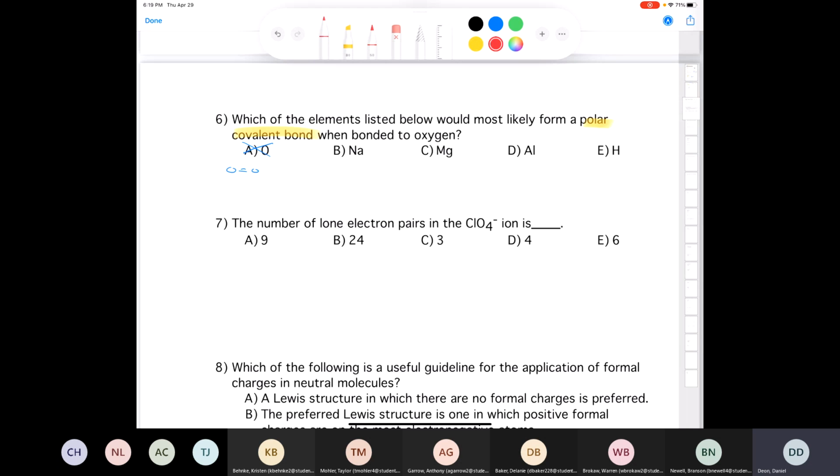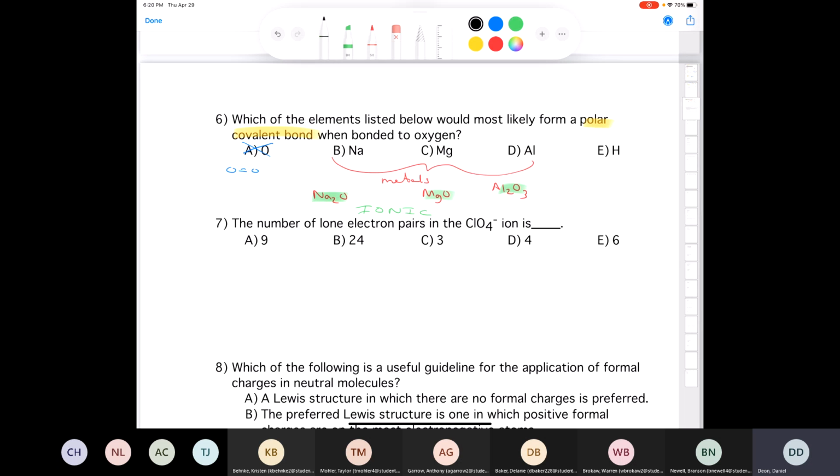The problem with sodium, magnesium, and aluminum is that these are all metals, right? So how are these going to interact? Can we have sodium oxide? Sure. Can we have magnesium oxide? Sure. Can we have aluminum oxide? Sure, Al2O3 is aluminum oxide. All of these 3 oxides are ionic, right? Because these are bonds between a metal and a non-metal.